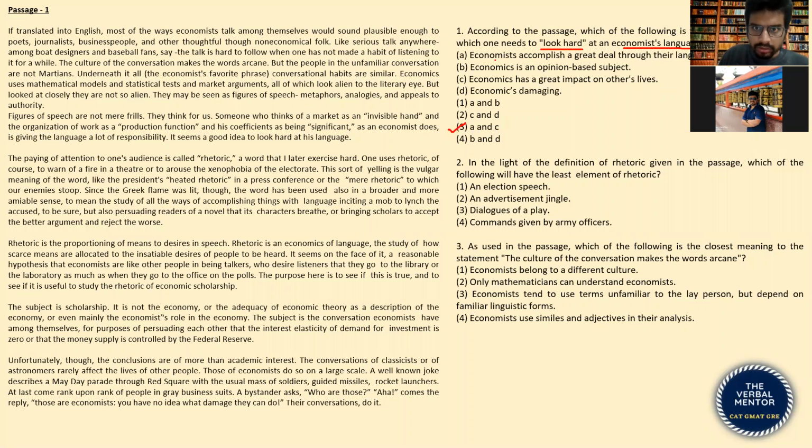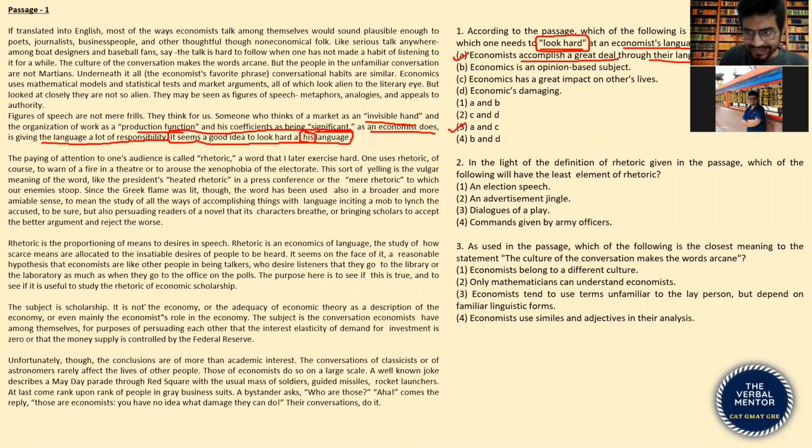A and C. Let us first try to locate the keyword of this question. Let us try to source it. It seems a good idea to look hard at his language, where his refers to economist. And right before this, the author gives us reasons why. He says, figures of speech are not mere frills. They think for us. Someone who thinks of a market as an invisible hand and the organization of work as a production function and its coefficients as being significant, as an economist does, is giving the language a lot of responsibility, which means the economist is trying to achieve or accomplish a great deal through his language. So A is clearly one of the reasons why we should look hard at an economist's language.